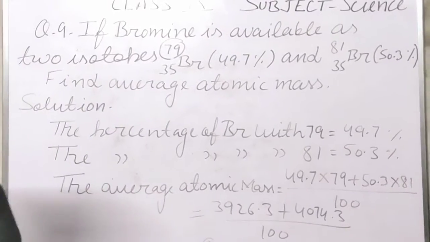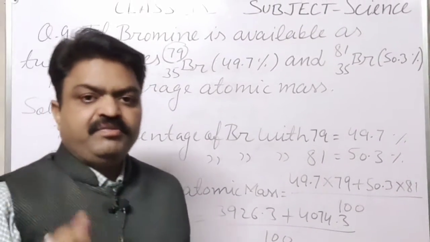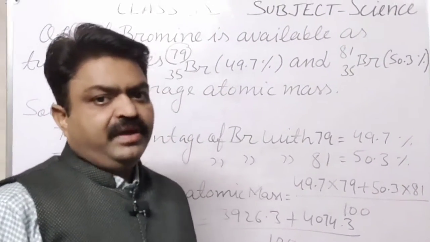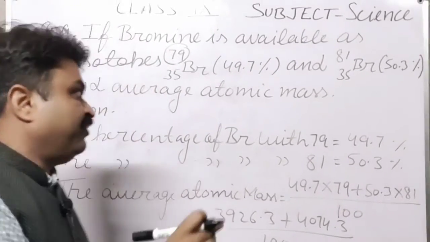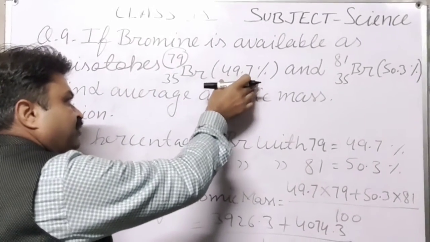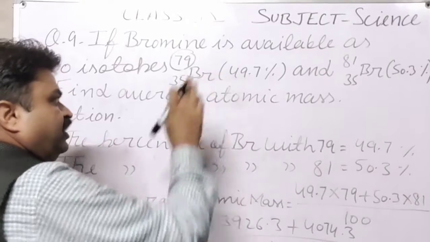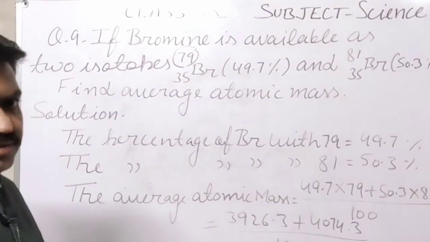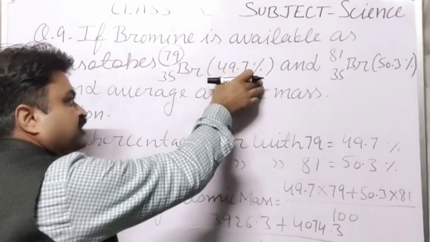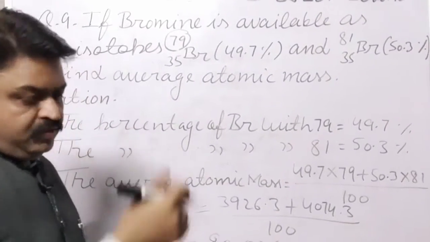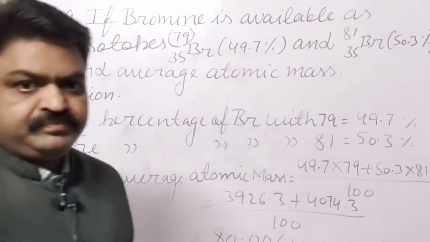So in this way we will find the average atomic mass if the atomic masses are given, meaning their isotopes are given in percentage. So with this we will get the answer.